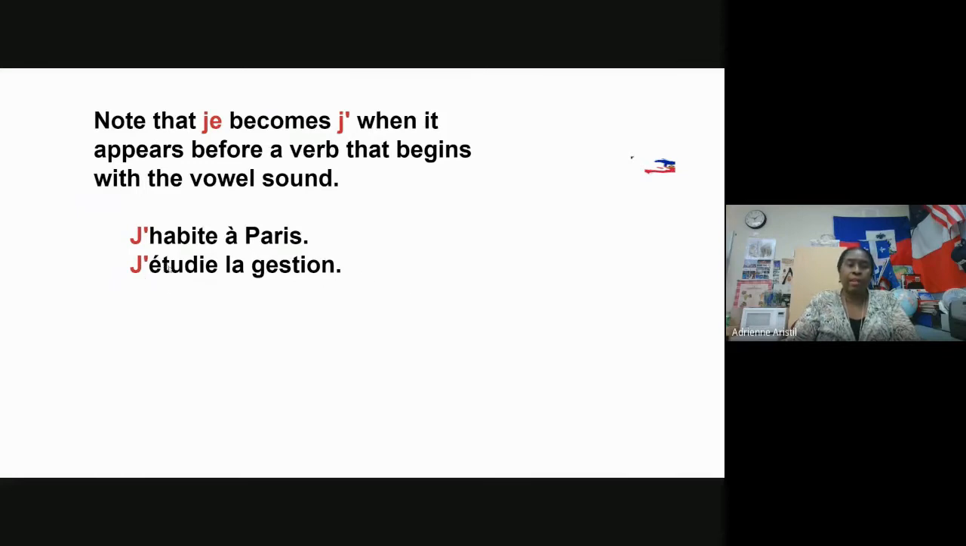And for étudier, it is the same thing. With a vowel E, you put j'étudie, J apostrophe instead of je. J'étudie la gestion. J'habite à Paris. I live in Paris. And j'étudie la gestion, I'm studying management. In Creole, m'habiter à Paris, m'étudier gestion.